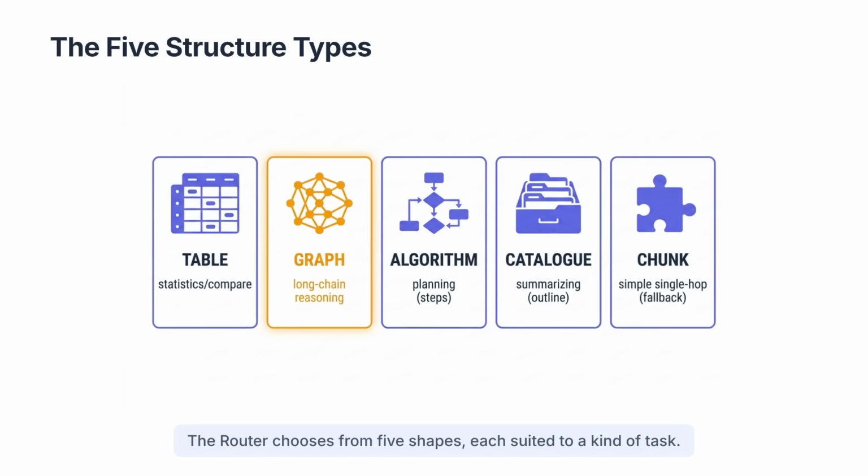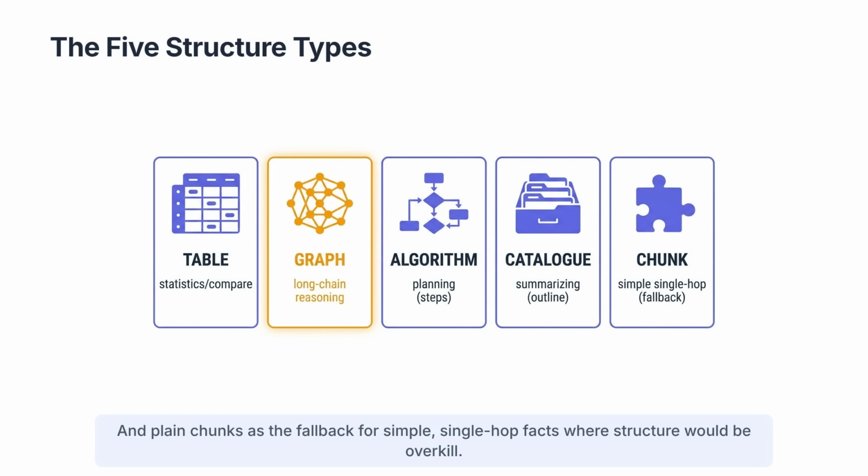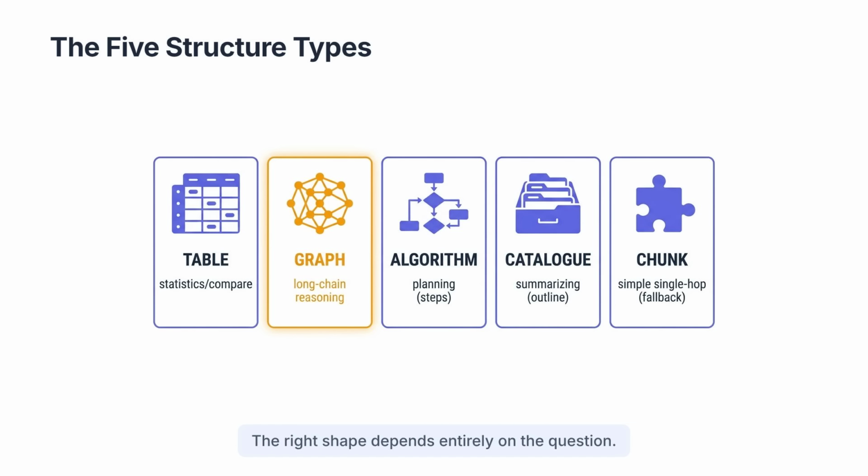The router chooses from 5 shapes, each suited to a kind of task. A table for statistical and comparison questions. A graph for long-chain multi-hop reasoning. An algorithm, a list of steps, for planning. A catalog, an indexed outline for summarizing. And plain chunks as the fallback for simple single-hop facts where structure would be overkill. The right shape depends entirely on the question.